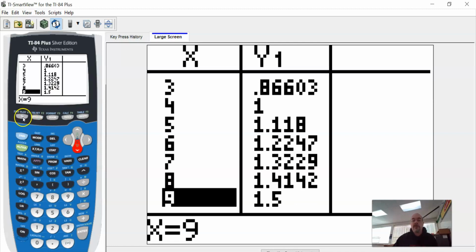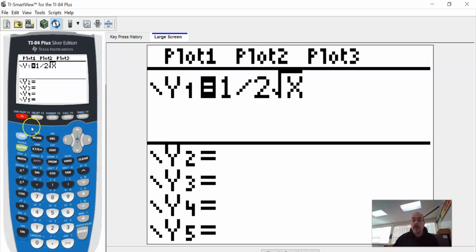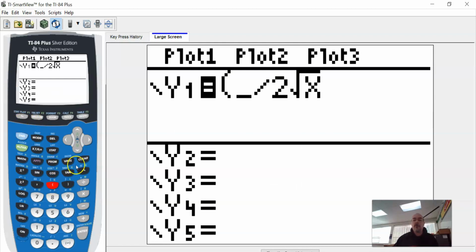Now, before I go any further, if you're using an old calculator, if you're using an older handheld graphing calculator, you will actually need to put parentheses around the fraction. Okay, if you're using a newer one like this, you don't need to. So just FYI on that.